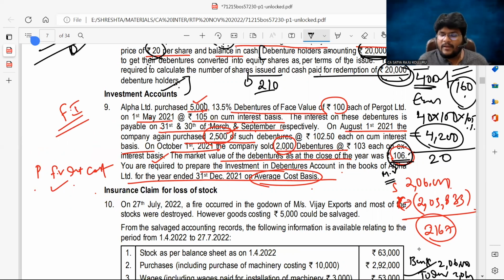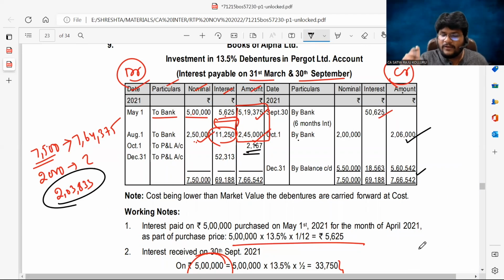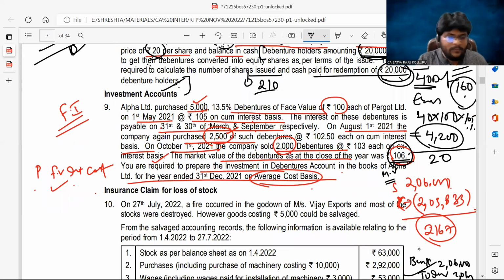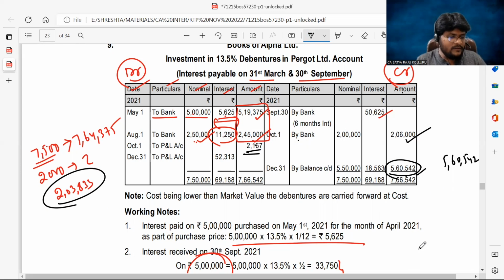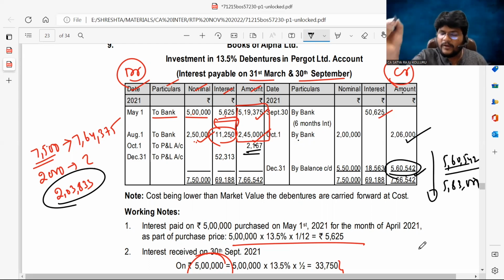Why is the market value given? You need to compare the cost value with the market value. Whichever is lower, you need to work out. The cost price was 5,60,542, which is the balancing figure actually. The cost price is 5,60,542 and the market price is 106 into 5,500, which is 5,83,000. Whichever is lower, at cost price only we need to carry. That's why cost price only recorded.